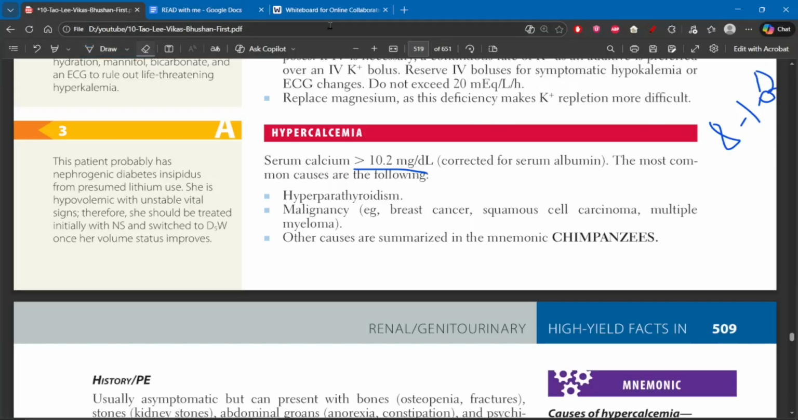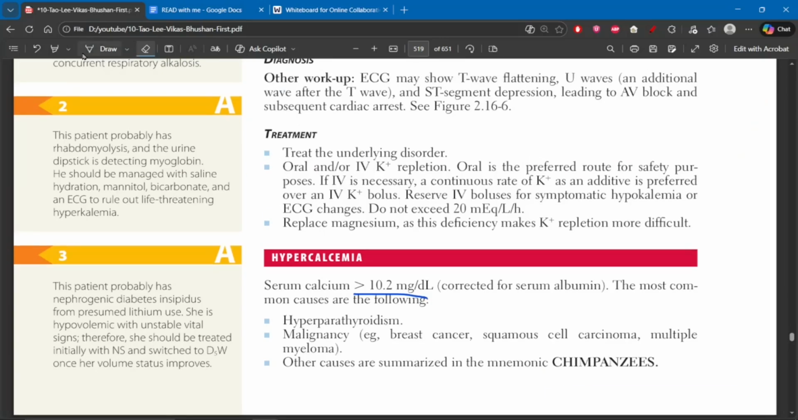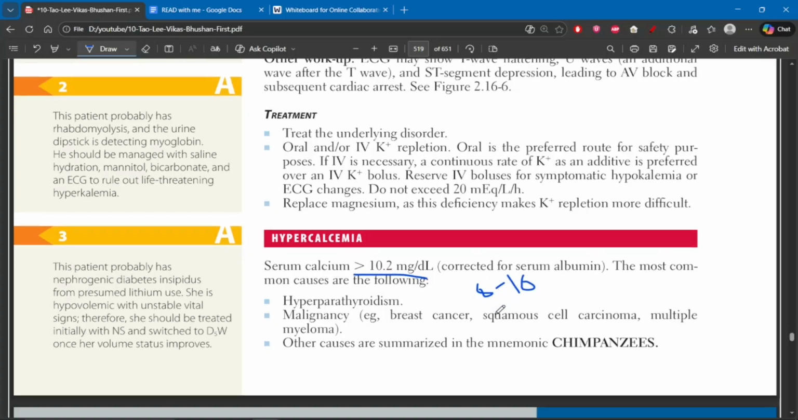So let me write it in a bit of an organized manner. From 8 to 10 approximately is the normal value for calcium. So any serum level above 10.2 or 10 is hypercalcemia. Now you need to understand that what is written here is corrected for serum albumin. So that's what's written here.